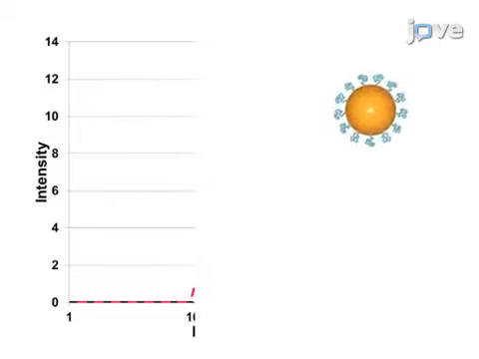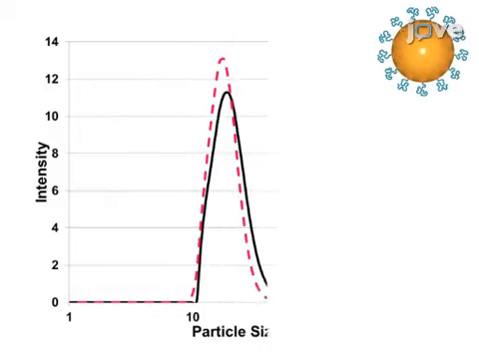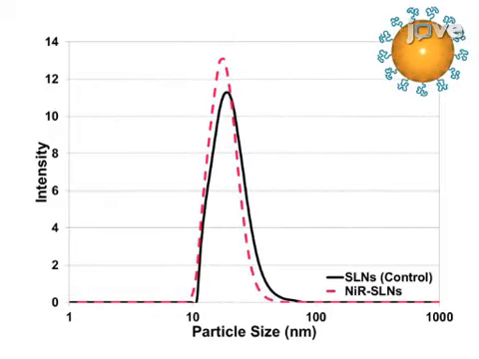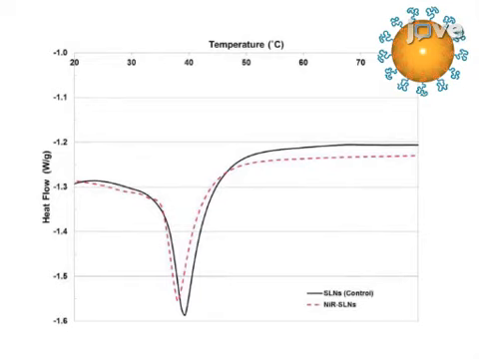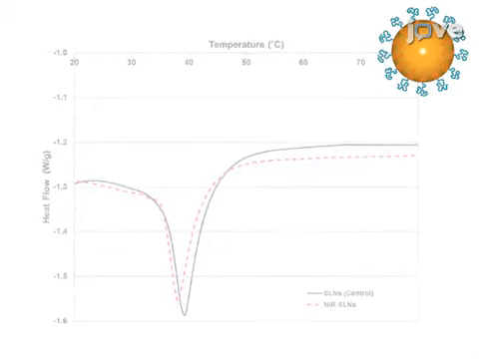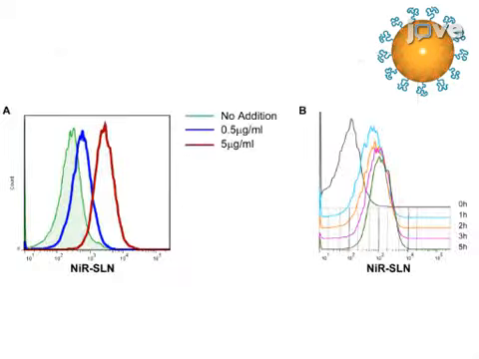Next, dynamic light scattering, or DLS, is used to measure particle size and polydispersity. Differential scanning calorimetry, or DSC, is an additional technique used to determine the melting point and latent heat of melting in order to further characterize the particles. Ultimately, fluorescence microscopy and flow cytometry can be used to investigate the particle-cell interactions.